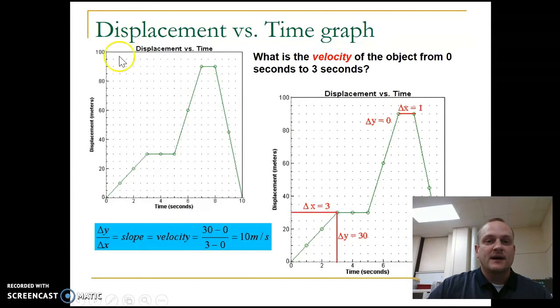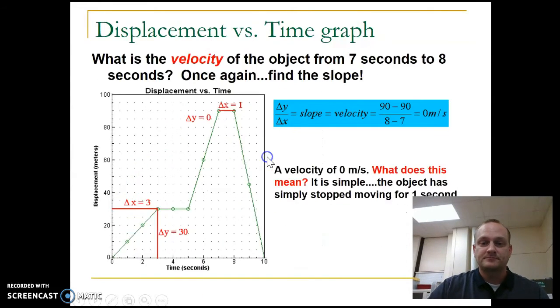So let's take a look at this. I've got a displacement versus time graph. Displacement is on the y-axis, time is on the x. What is the velocity of the object from 0 to 3 seconds? From 0 to 3 seconds is this part of the line right here. Well, I just need to find the slope. How far up did it go divided by how far over it went. The rise here is 30 meters, and the run over here is 3 seconds. So 30 over 3 is 10 meters per second. That's going to wind up being the velocity. So the velocity is just the slope.